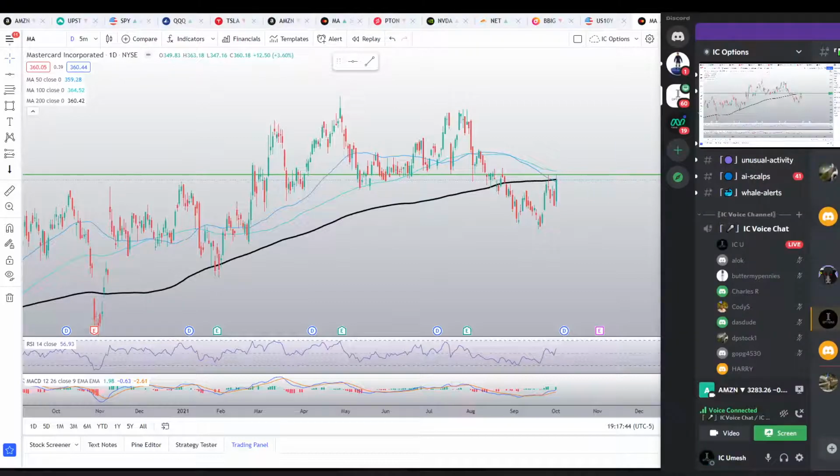Right. But you can also look at, the reason I had taken a trade on this was because I was getting a nice, it was at a support area over here.